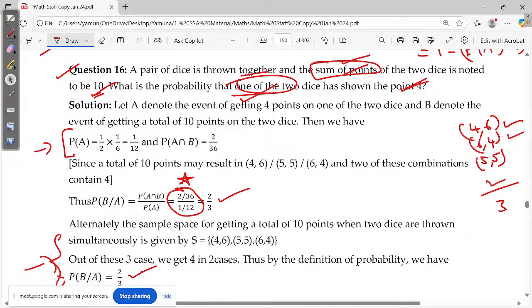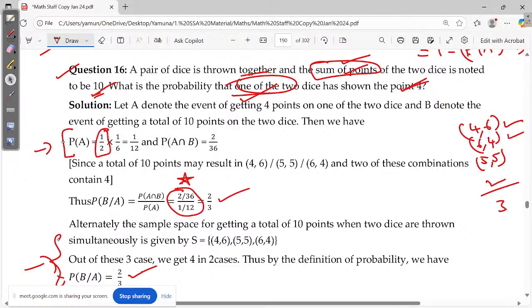See, one of the two dice, it says. You have to understand the question word by word. One of the two dice has shown the point 4. There are two dice, die y and die x. Okay, we both throw at the same time, simultaneously. One of the two dice must show 4, that's why it's 1/2.